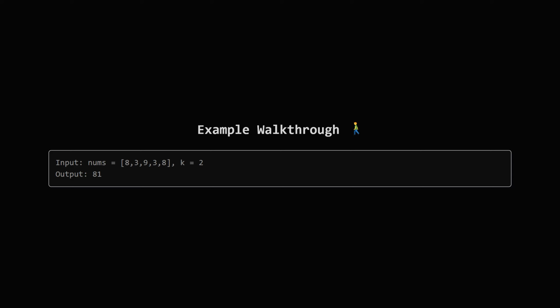Operation 1. Let's pick the subarray [4, 4]. The only number is 8. Its prime score is 1. So we multiply our score, initially 1, by 8. Score is now 1 times 8 equals 8.